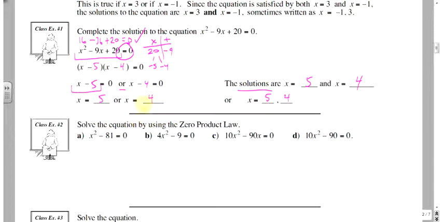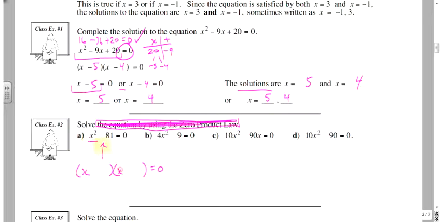Okay, solve by using the zero product law. On a test, it might say just that. Solve. Okay, you got to know what to do. But remember, this test is going to be called factoring. Factoring is probably a good place to start. Okay, is that something special? Two terms? You got to think. Is that a difference of squares?